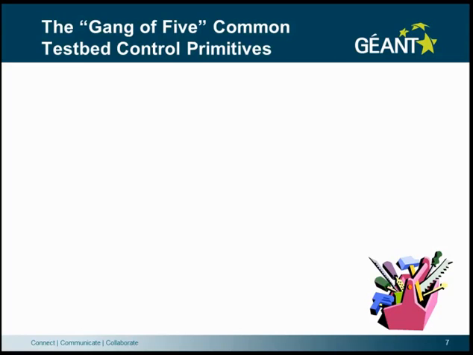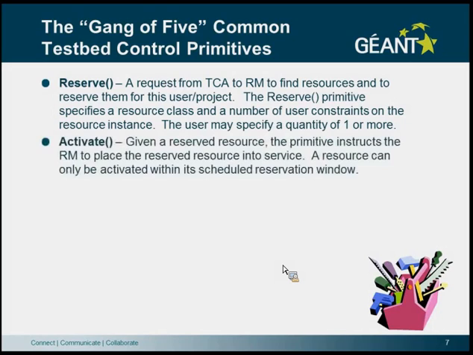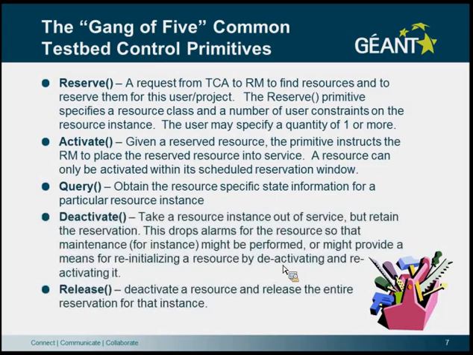The structure of the control primitives. And when I said that we're going to handle the various types of resources in the same way from the service point of view, I meant that we're going to implement these same 5 control primitives on all kinds of resources. That's why we call them gang of 5. Those are common to all resource types. And here is what you can do. You can reserve, you can activate, you can query, deactivate, and release.